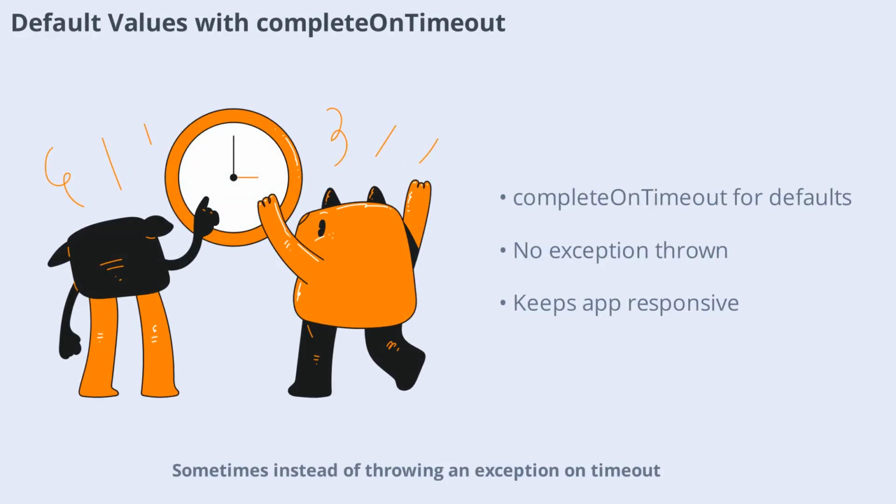Sometimes, instead of throwing an exception on timeout, you want to provide a default value. The completeOnTimeout method allows you to specify a fallback result if the task doesn't finish in time. This keeps your application responsive and ensures that users always get a result, even if it's a default or degraded response.